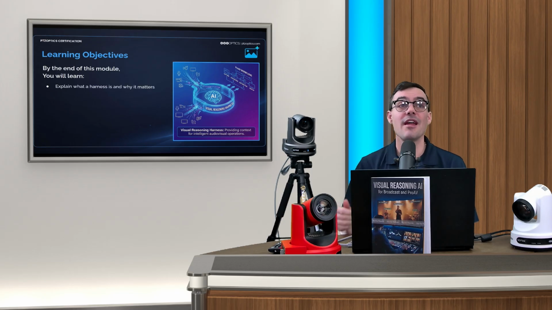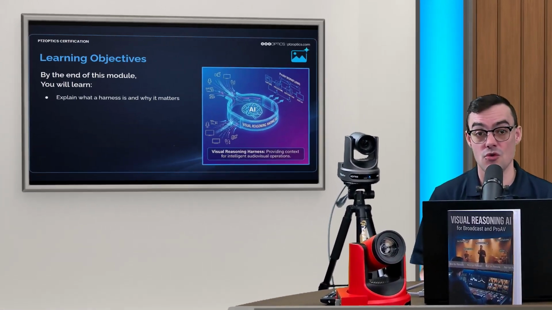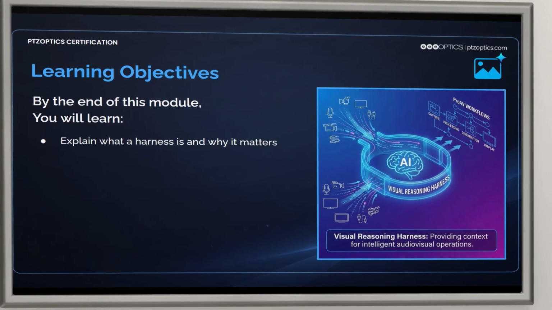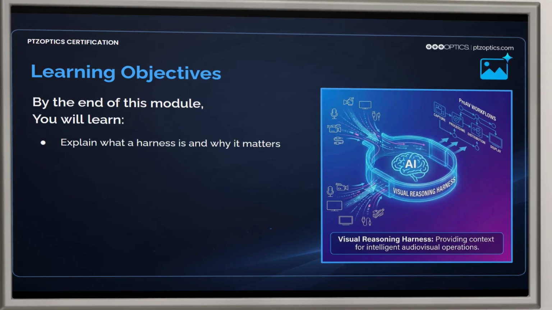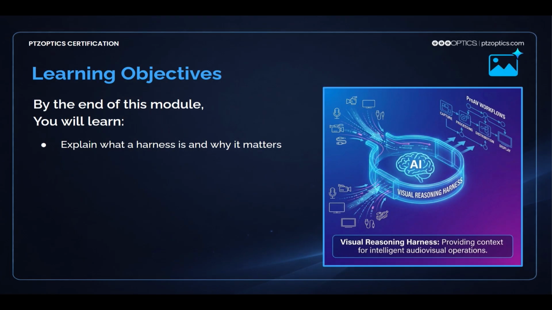Totally incredible. By the end of this module, you're going to learn what a harness is, and we have a visual reasoning harness that you can use for your projects. Really, really cool technology that peer-reviewed papers from some of the top AI companies are saying these AI harnesses are key to providing context for these intelligent workflows, and we can build one just for AV. And really just for your business so that the AI truly knows the inputs and outputs that you're looking for so that you get better results.